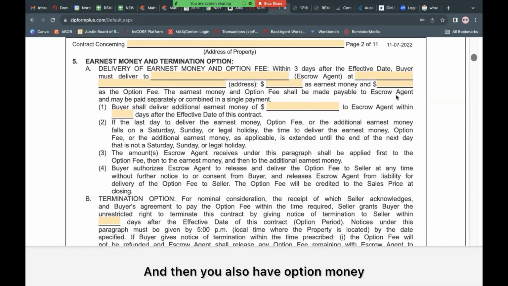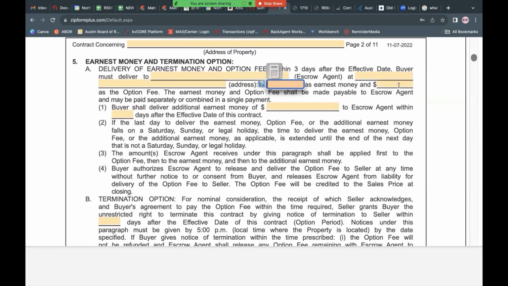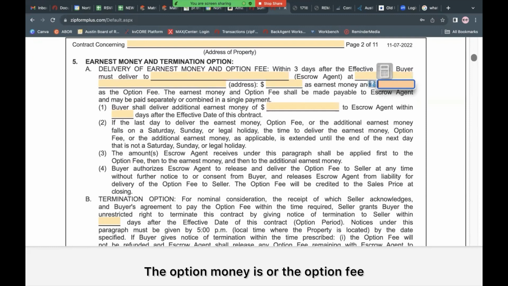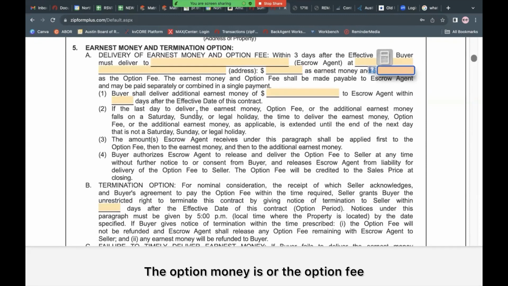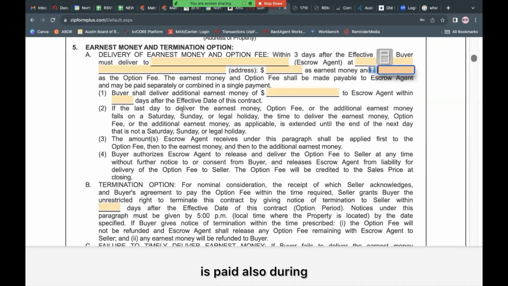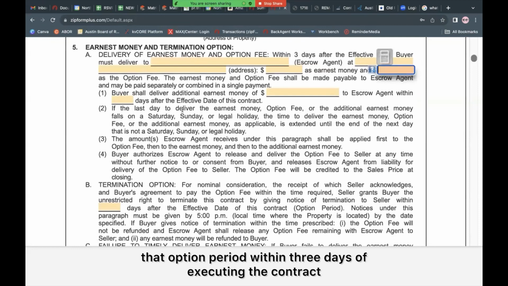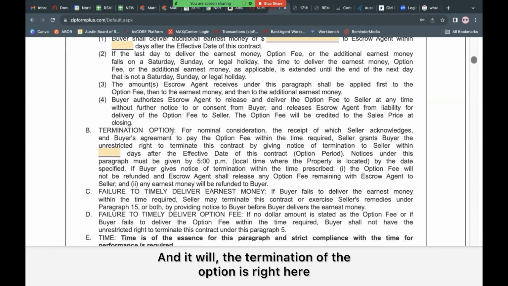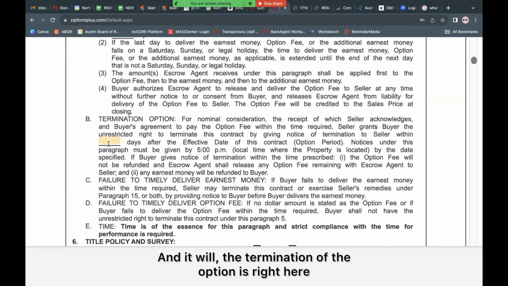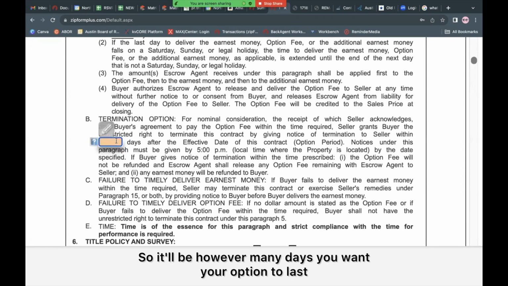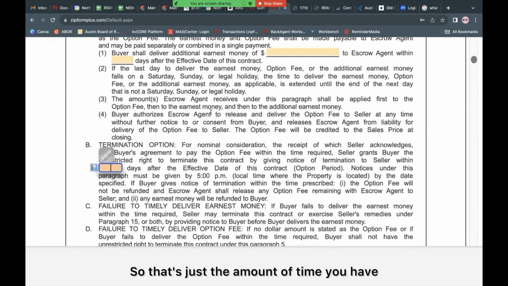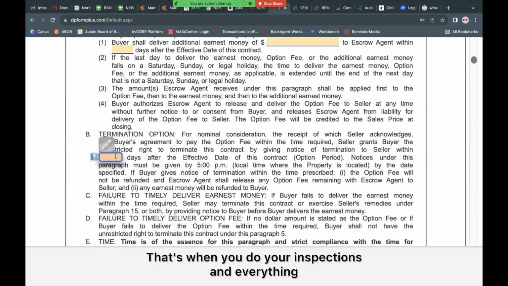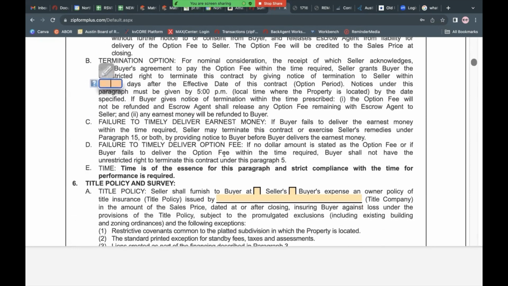And then you also have option money. So the option money, it says here is where the earnest money goes, and here is where the option money goes. The option money, or the option fee, is paid also during that option period within 3 days of executing the contract. And the termination of the option is right here. So it'll be however many days you want your option to last. So that's just the amount of time you have to back out for no reason at all. That's when you do your inspections and everything.